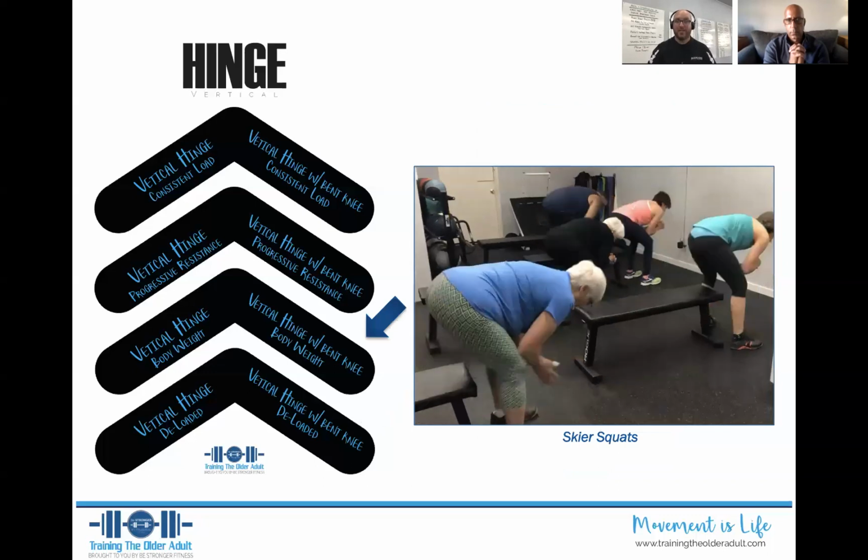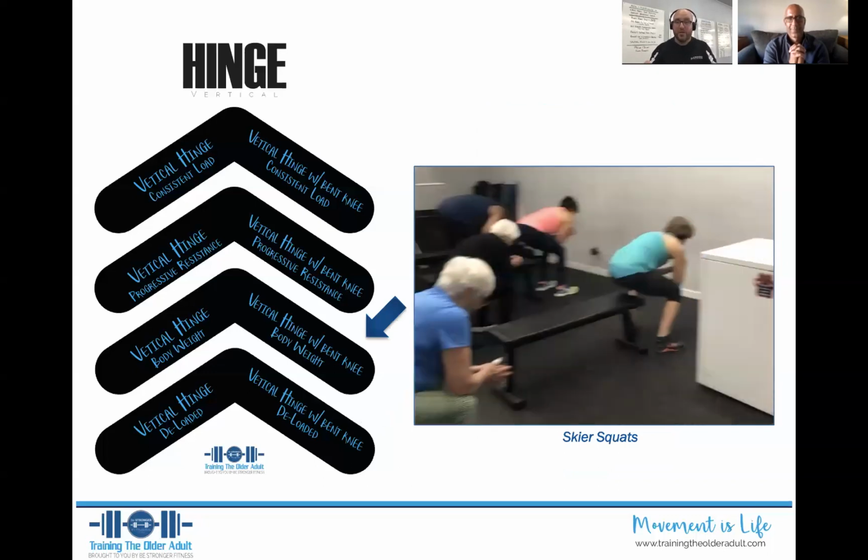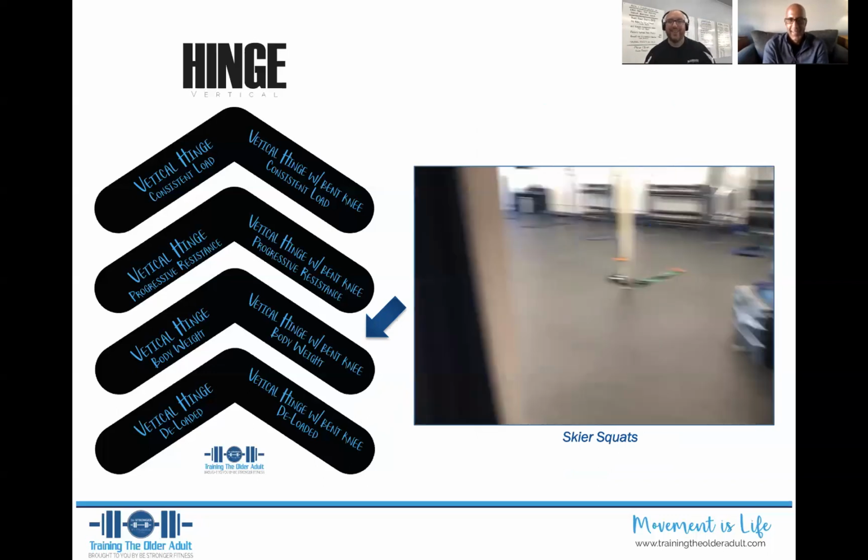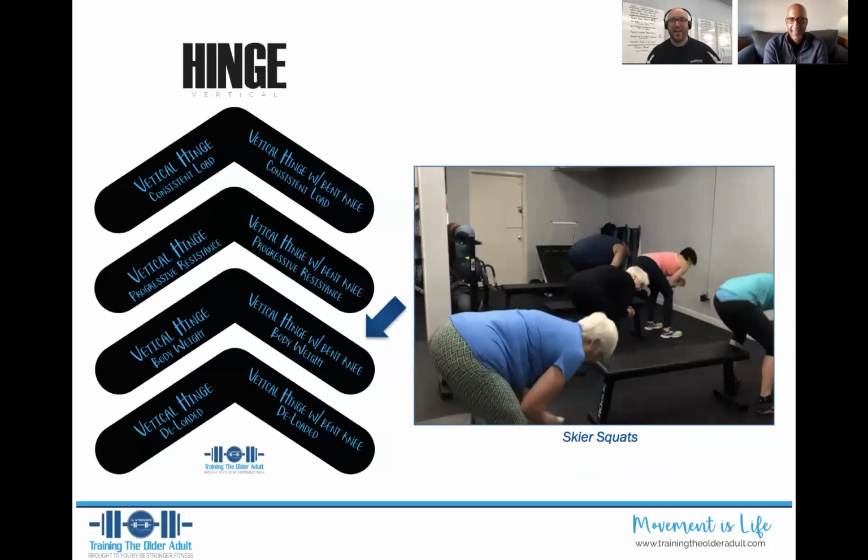I love practicing these hip hinges. I call these skier squats, okay? Where Jerry was ostracized. He got kicked out of the group. He had to go out there and do it. He needed a higher box. That's why I had him out there.